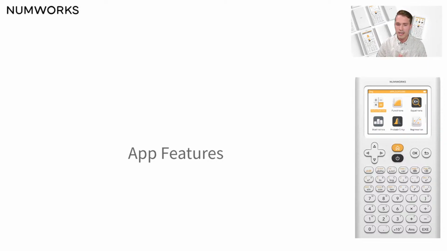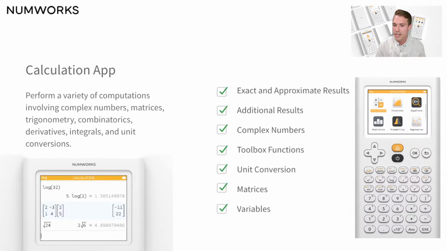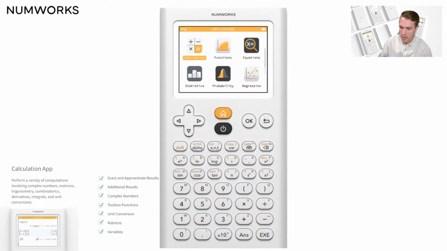So we're going to begin with the calculation app. Within the calculation app, you can perform a variety of computations involving complex numbers, matrices, trigonometry, combinatorics, derivatives and integrals, and unit conversions. From the home screen, I'm going to click the OK button to open the calculation application. It's the first application on the home screen.